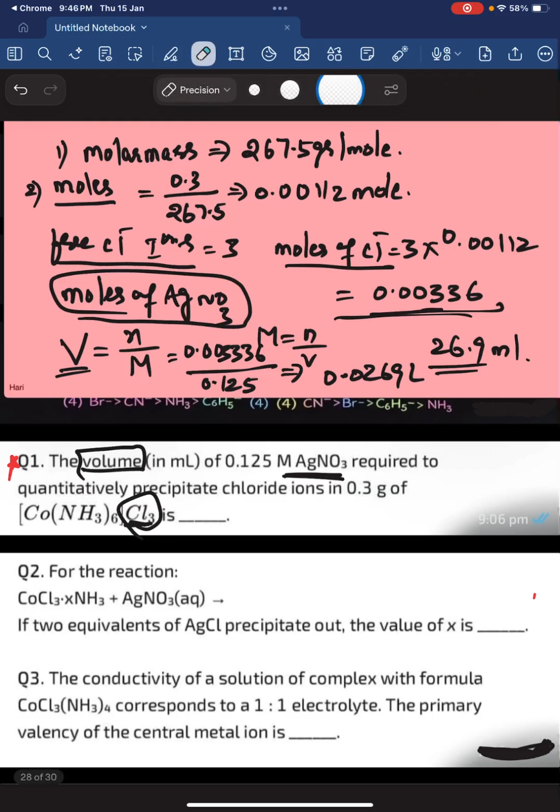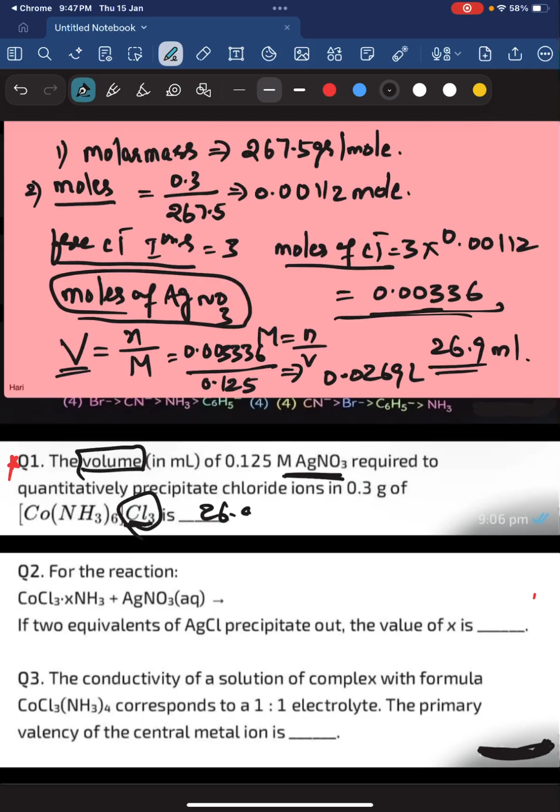Hope it is clear. So the answer is 26.9, or 27 we can take, nearest to the value. Coming to the next, students, for the complex CoCl3·xNH3, same kind of question. So what is the answer, students, here? CoCl3·xNH3 with AgNO3: 2 equivalents of AgCl precipitate out. The value of x is?